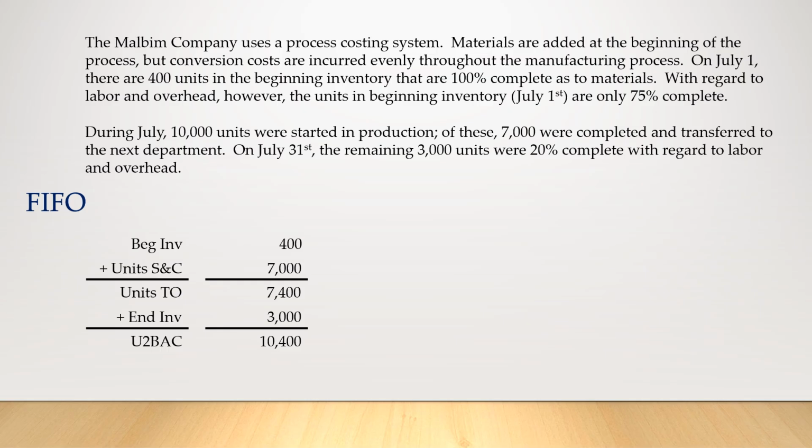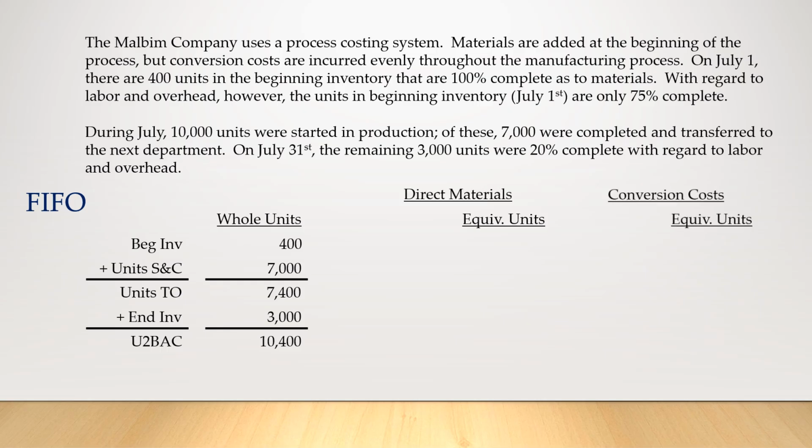Recall that these numbers we just determined are in whole units. Our next step is to convert them into equivalent units. Because direct materials and conversion costs are entered into production at different rates, we need to calculate their equivalent units separately from one another. We'll do so by multiplying whole units by the percent of materials or conversion costs added during the period.